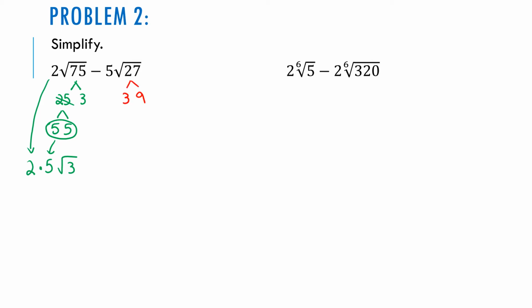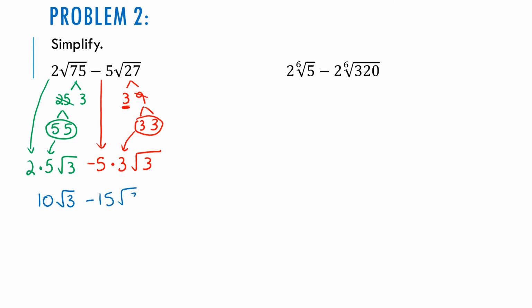I have 3 times 9, which is 27, and then 9 is 3 times 3. Here I have a pair of 3s. Therefore, I can take a 3 outside of the radical. So I will bring down my minus 5, and I'll now put a times 3 out there. There was a 3 that couldn't be circled, so it will stay inside. Now I'll clean up the problem a little bit. 2 times 5 here is 10 square root 3. And then I have negative 5 times 3, so that's negative 15 square root 3.